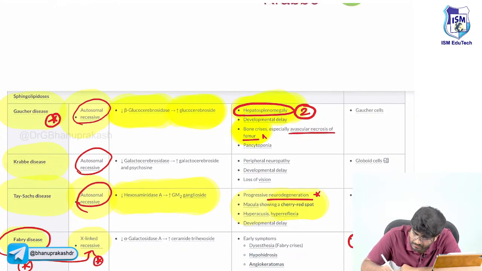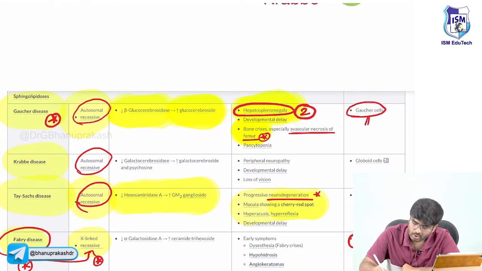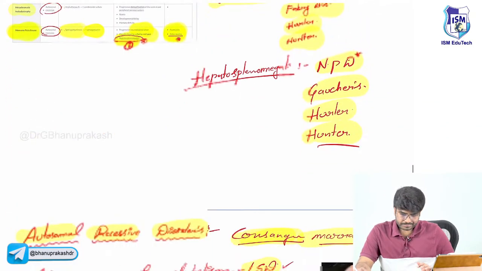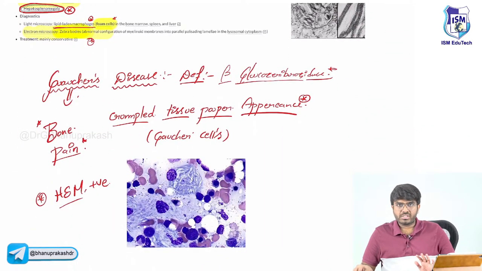Avascular necrosis of the femur. Okay, avascular necrosis of the femur. Bone crisis or bone pains. And you know the Gaucher cells will show crumpled tissue paper appearance. Crumpled tissue paper appearance. Done, okay? So, these are done with Gaucher's disease.